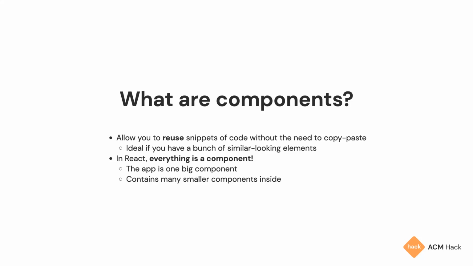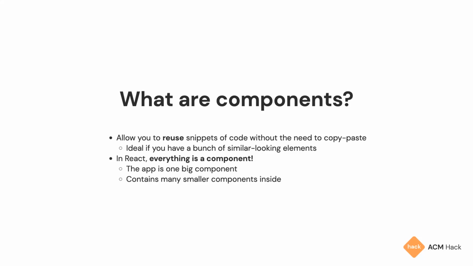So let's say, for example, on the ACM portal, right? You have a bunch of cards for different events. All these events are going to look pretty similar, right? They all have a title, they all have a picture, they all have a timestamp of when they happen. So rather than just copy pasting code over and over again to make each event card, we can just generate these automatically by writing one piece of code and then passing in the data we need.